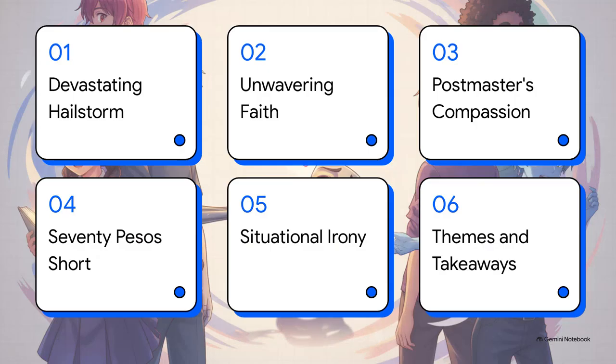We've got 1. The devastating hailstorm. 2. Lencho's unwavering faith. 3. The postmaster's compassion. 4. 70 pesos short. 5. The situational irony. And finally 6. Core themes and takeaways. Let's get right into it.